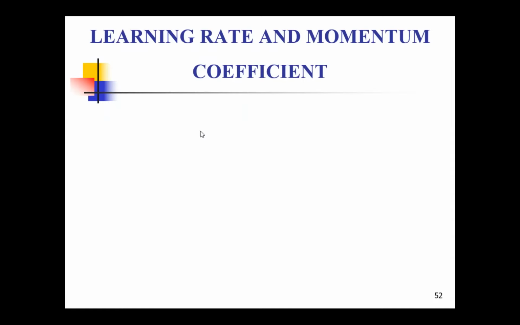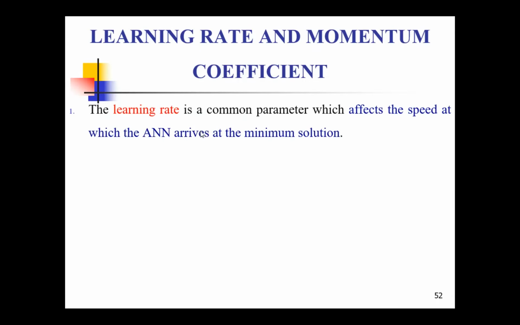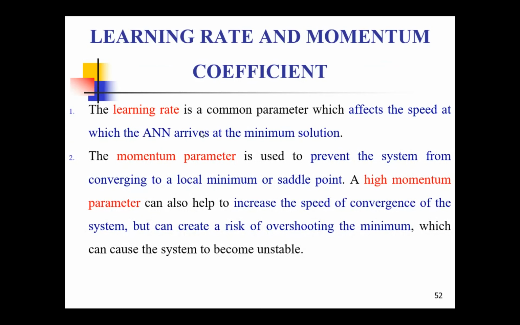Then we come across two terms, that is, learning rate and momentum coefficient in ANN. The learning rate is a common parameter which affects the speed at which the ANN arrives at the minimal solution. How fast the ANN arrives at the solution depends on the learning rate. The momentum parameter is used to prevent the system from converging to a local minimum or saddle point. The saddle point is a min-max point.